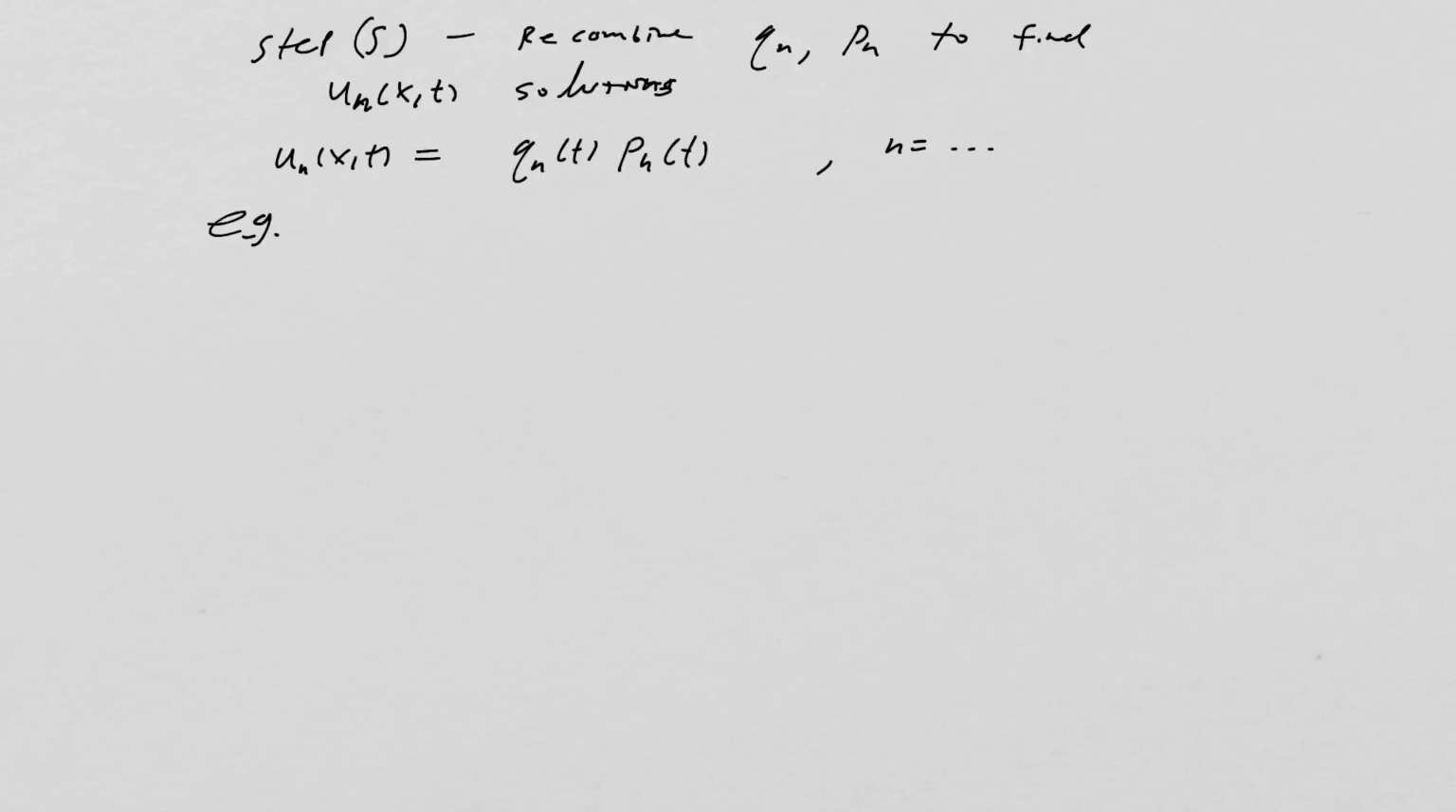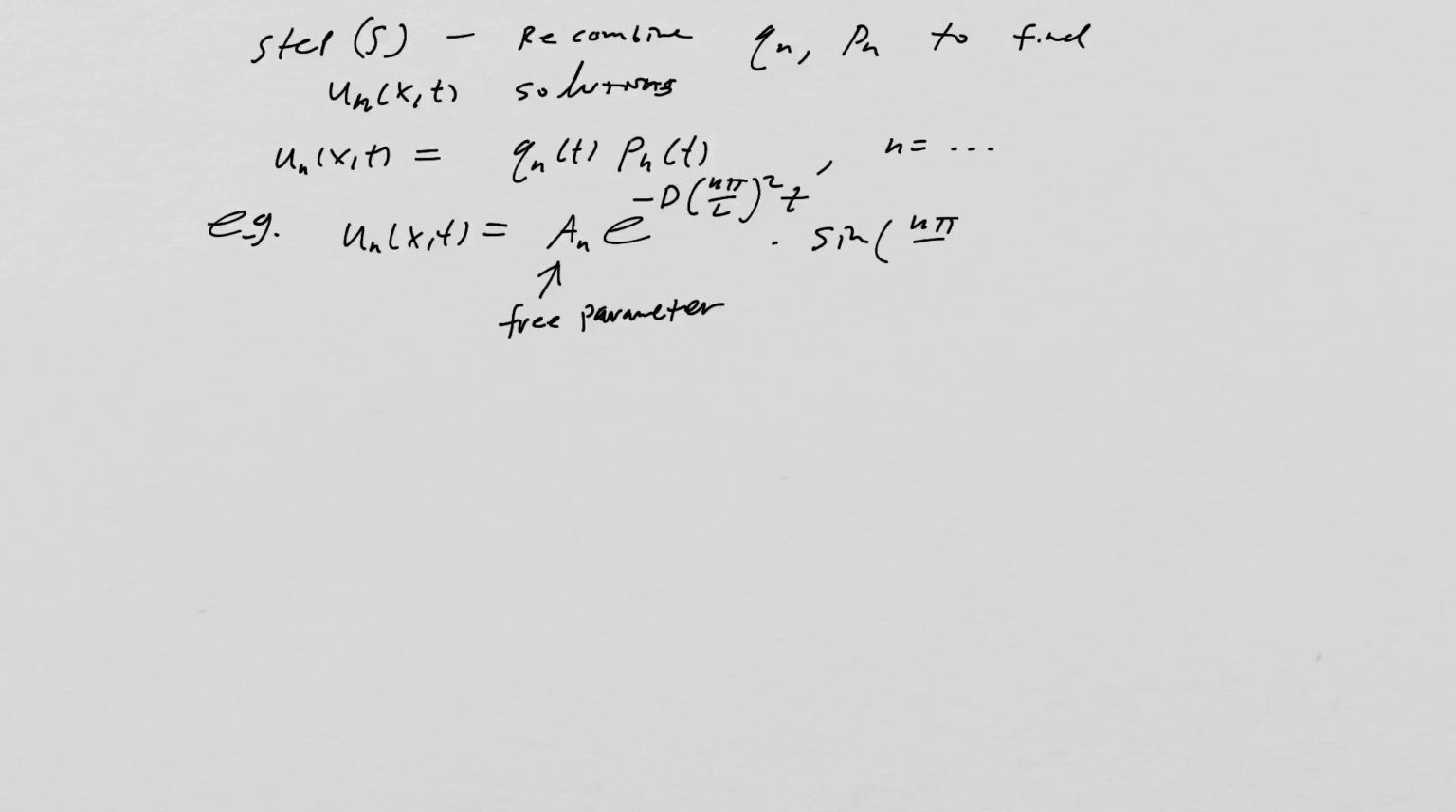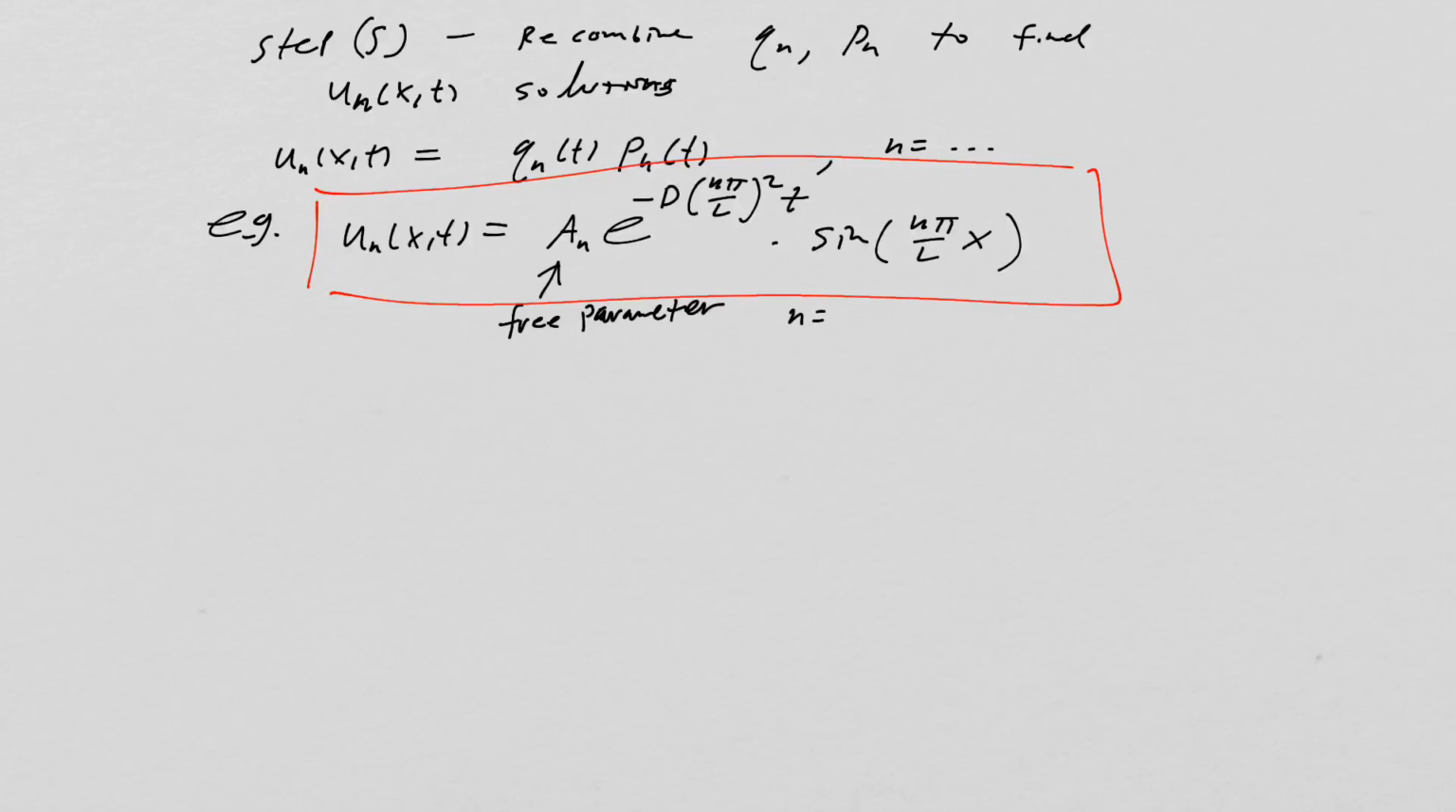So in the case of the heat equation, what we had is Un of x comma t is equal to an, that's our free parameter, times e to the negative d times n pi over L quantity squared times time, times, and then the Pn functions were sine n pi over L x. Okay, so these are the functions that we found. And we found, of course, that n equals, not 0, it starts at 1, goes to 2, goes to 3, goes up forever. So there are infinitely many solutions.